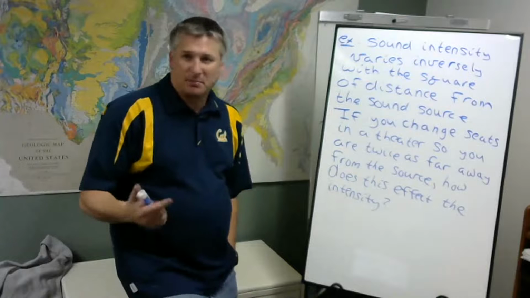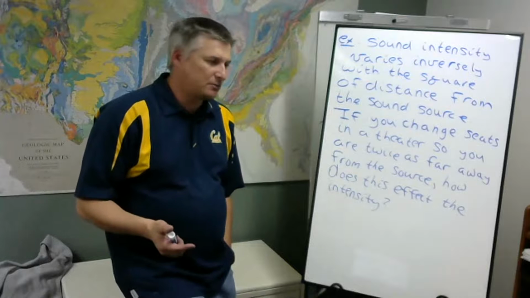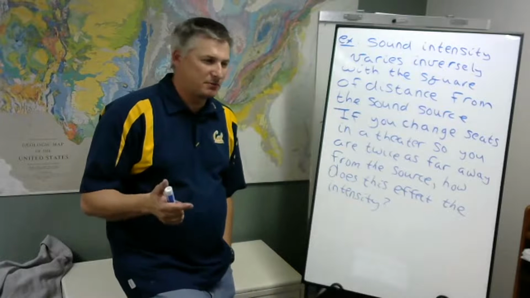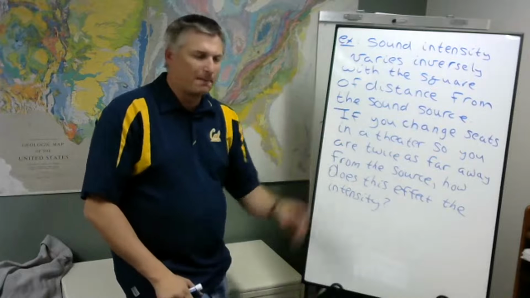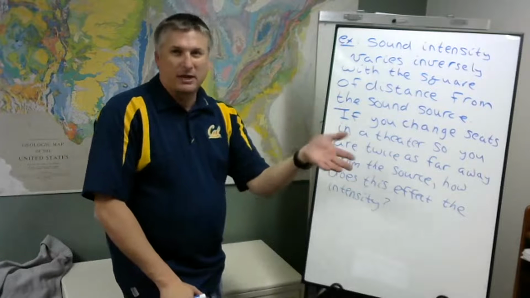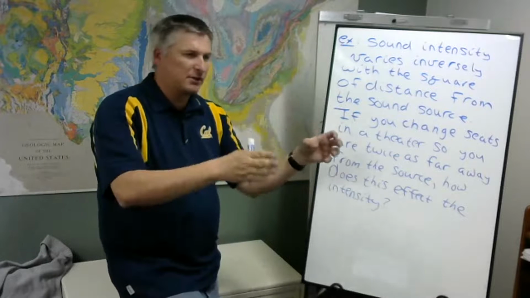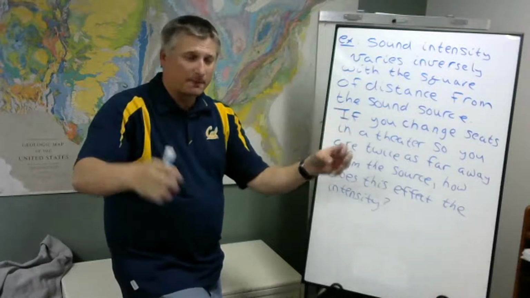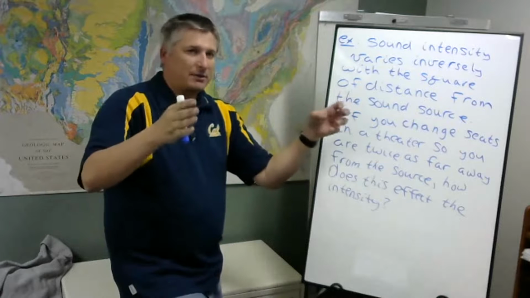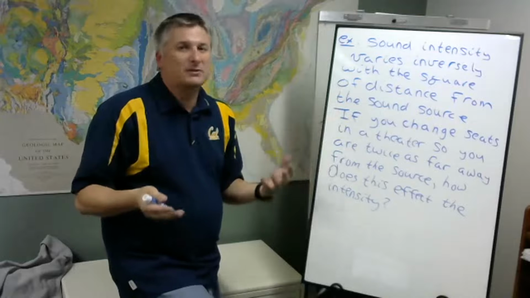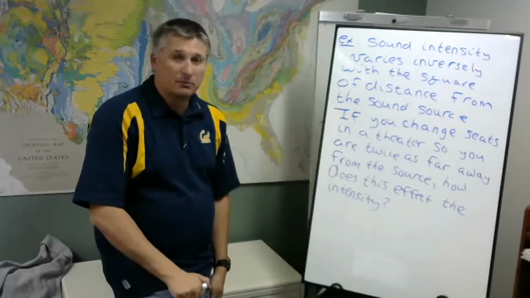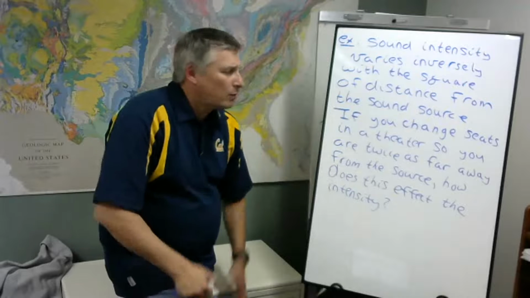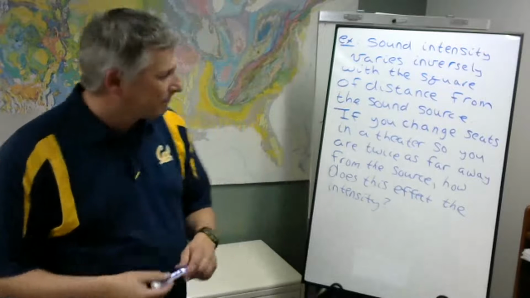So you're sitting in front of a speaker, say. Let's say you're in row 2 and the speaker's in front of row 1, like at row 0. We'll call that location row 0. And you're sitting in row 2. Let's say you move from row 2 to row 4. So the distance now between you and the speaker is twice as much as it was before. Well, what does that do to the intensity?